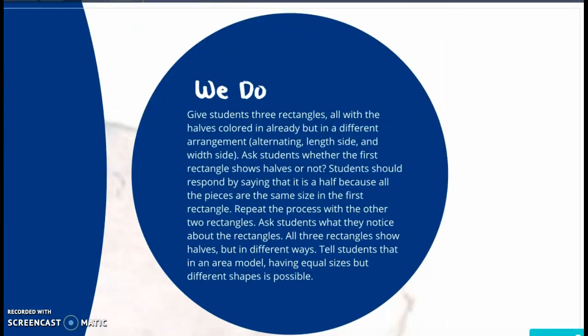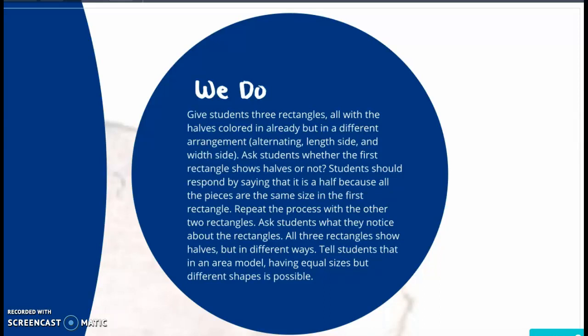During the we do portion, give students 3 rectangles, all with halves colored in already, but in a different arrangement. Ask students whether the first rectangle shows halves or not. Students should respond by saying that it is half because all the pieces are the same size in the first rectangle. Repeat this process with the other 2 rectangles.